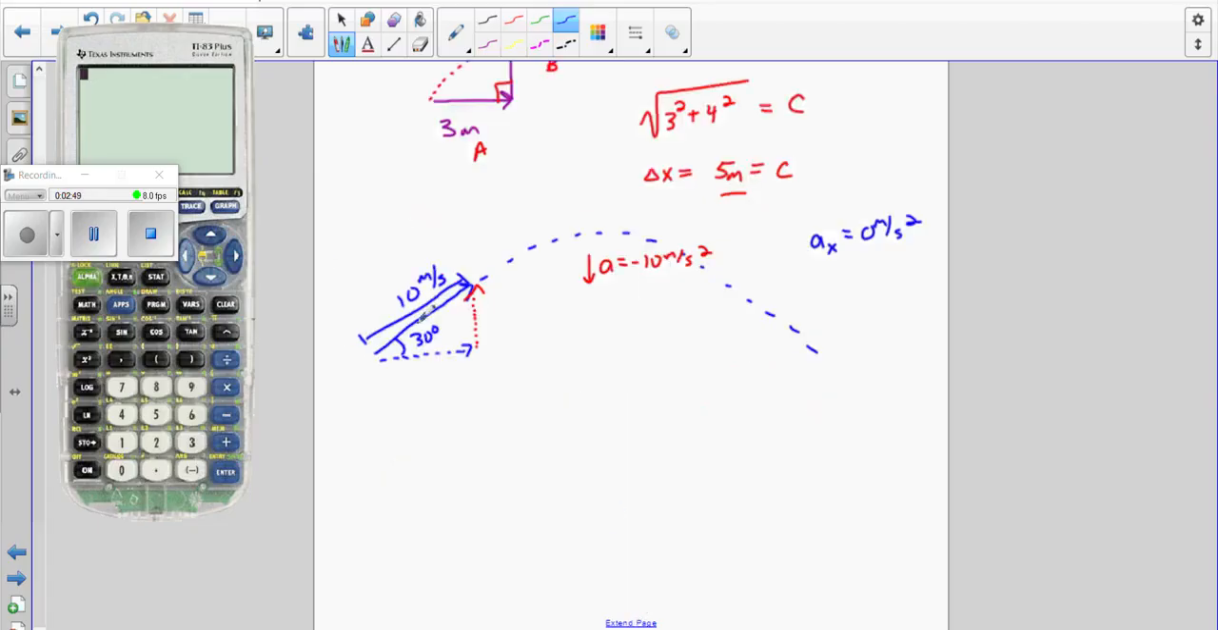So this 10 meters per second, it's great. It's what I see in real life. The object is traveling in this direction, but it's not useful to us because we need to break it into straight lines or into separate dimensions. So I can take this 10 meters per second and break it into a horizontal part and a vertical part.